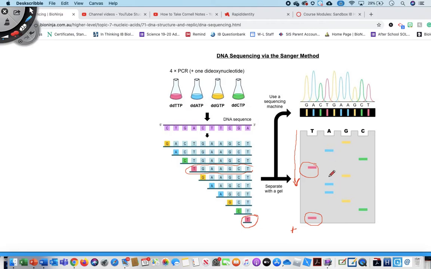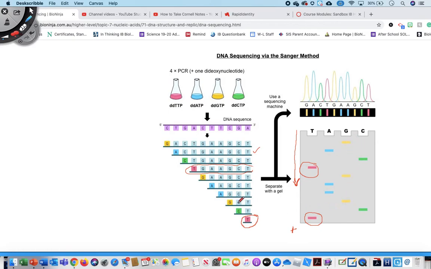Notice the three fragments here for A. This one's the smallest. It's the one that can travel the furthest. And then this one, they're about the same size, so they're close together. And then this one is a very large fragment right here, so it can't travel very far, so it stays up here on the gel, right?